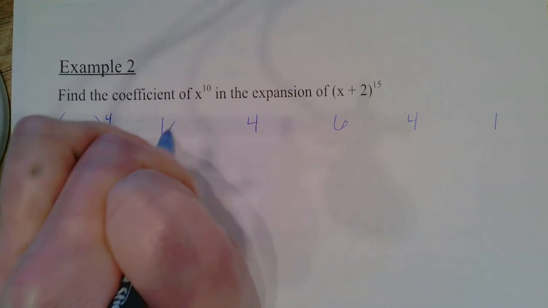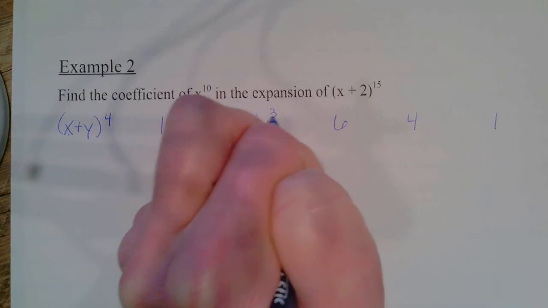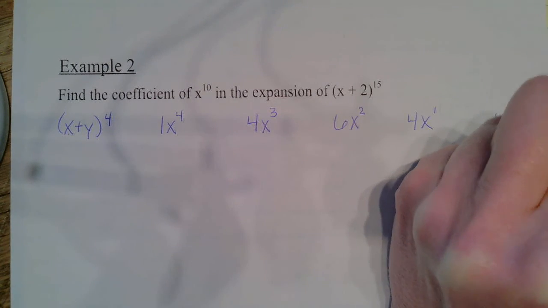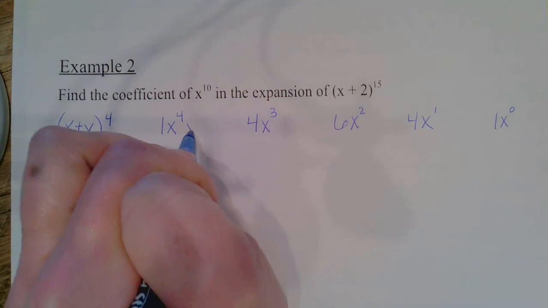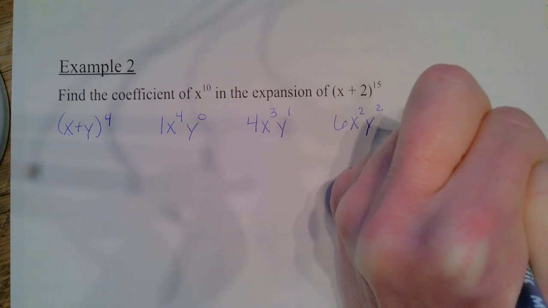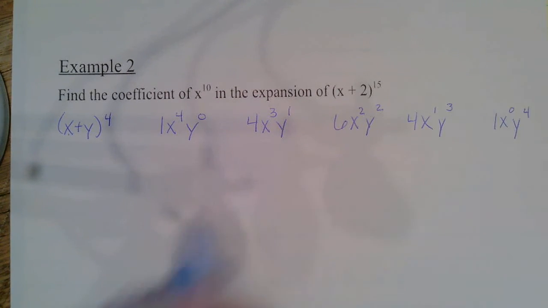And remember, I would have x to the fourth, x to the third, x squared, x to the first, x to the 0, and y to the 0, y to the first, y squared, y to the third, y to the fourth.